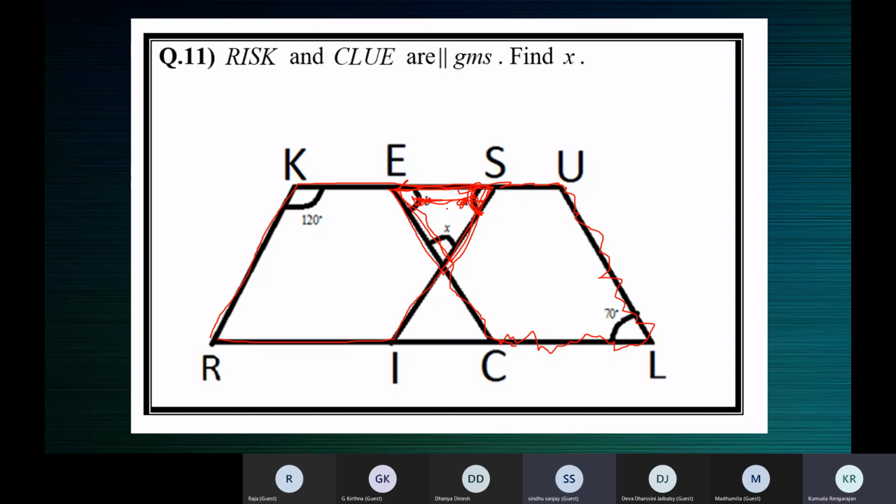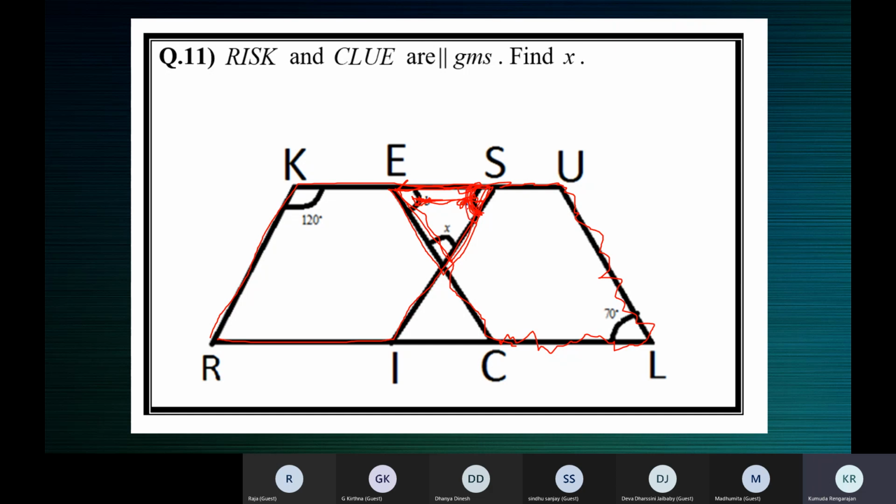Oh, I'm not getting that word clearly. 120 and B are what angles? Coordinate angles, ma'am. No, I don't understand that. Okay, I'm sorry, I'll just get back to you if I understand.